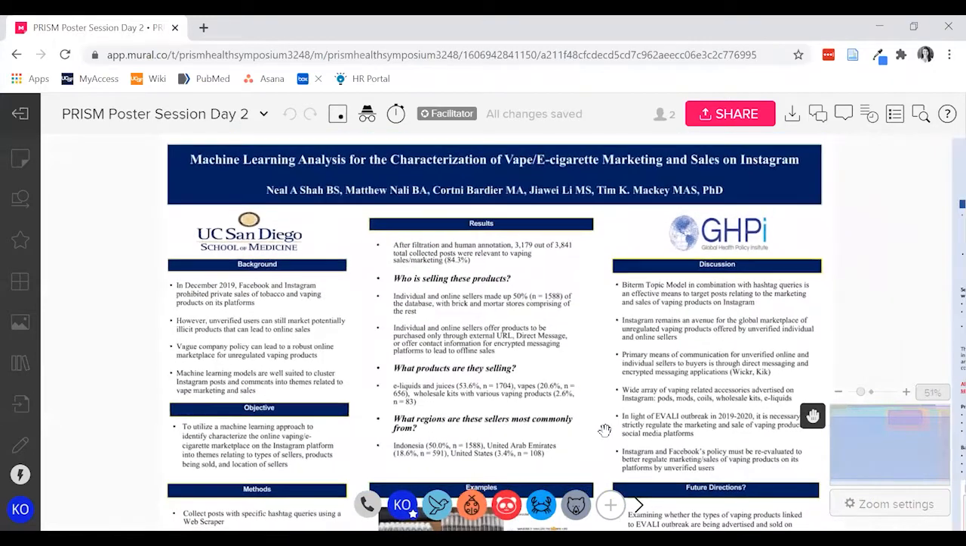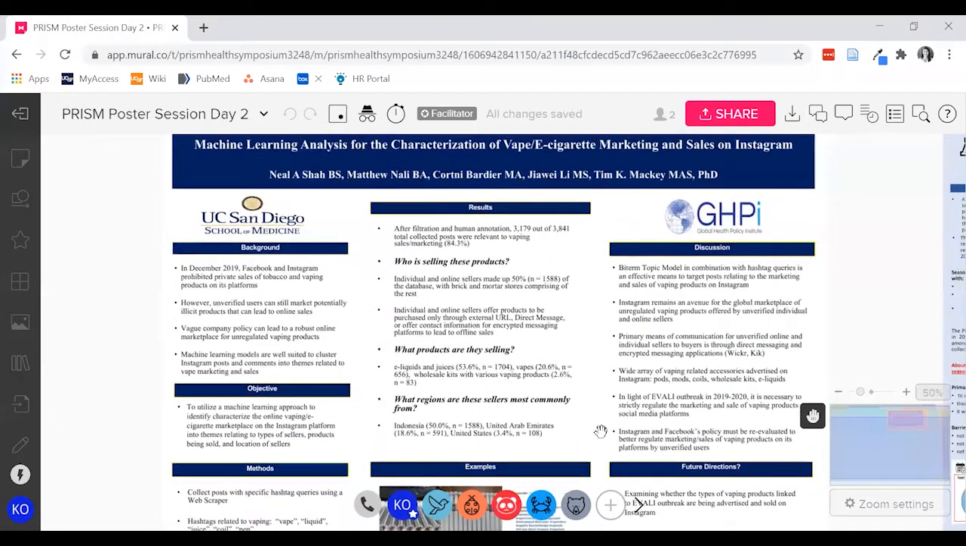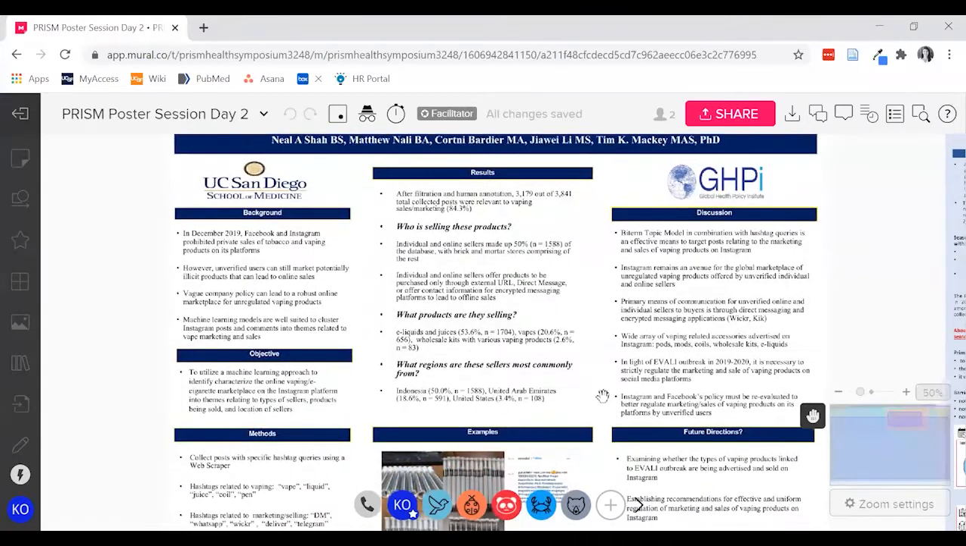And we found that they were mainly selling and advertising vaping juices, e-liquids, also vaping products themselves, just like vapes, pods, mods. And some were selling wholesale kits. And we found the three countries that most represented these posts came from Indonesia, the United Arab Emirates, and the United States. And a lot of them would advertise their products and then provide a link to an external URL or contact information to encrypted messaging apps or just DMs to potentially lead to a sale.